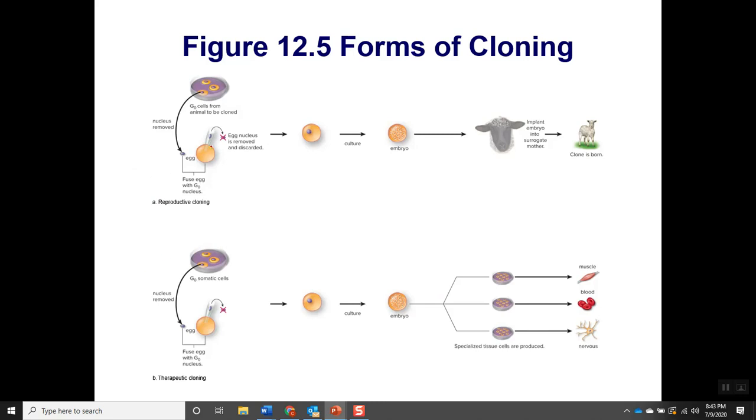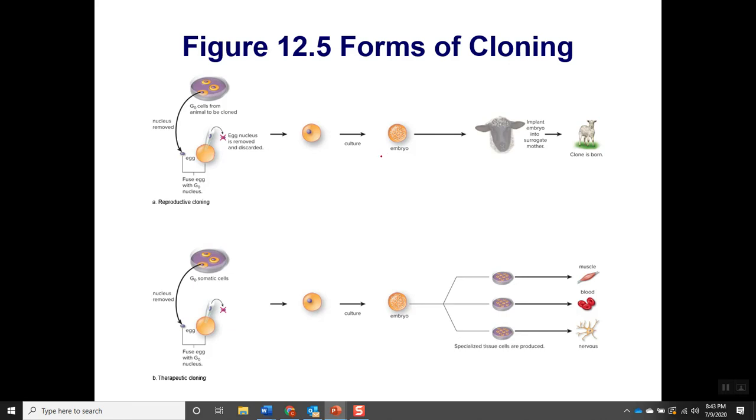We just went over reproductive cloning. That's where they take G0 cells from an animal that they want to clone. They remove a nucleus from it. You can see the nucleus is removed. And they place that nucleus into an egg cell that has no nucleus. So there's no nucleus in it. They took it out. So they took the nucleus from one cell and put it into an empty cell that happened to be an egg cell.